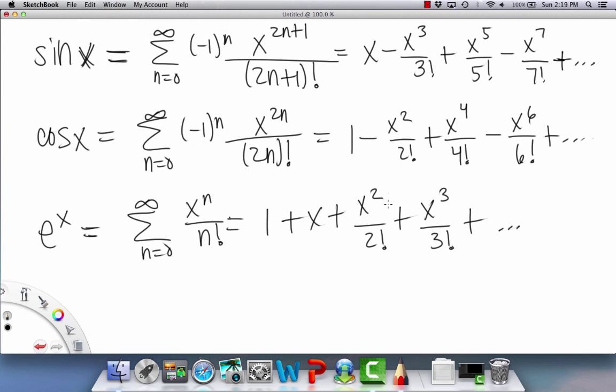So those three are pretty important, and from there we can manipulate other functions as well.